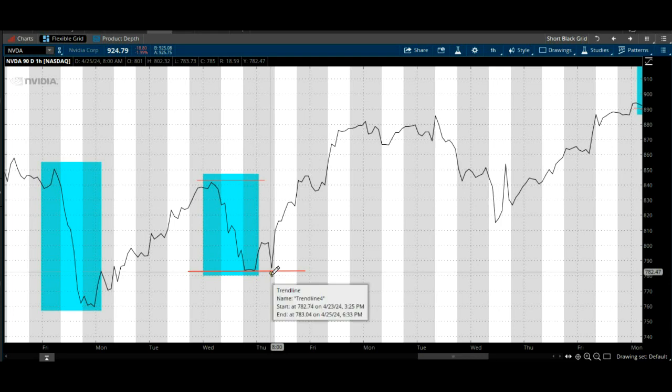It may appear on Monday. It may appear on Tuesday. It may appear on Friday. It may appear on the 5-minute chart. It may appear on the 4-minute chart. It may appear on the 2-hour chart.